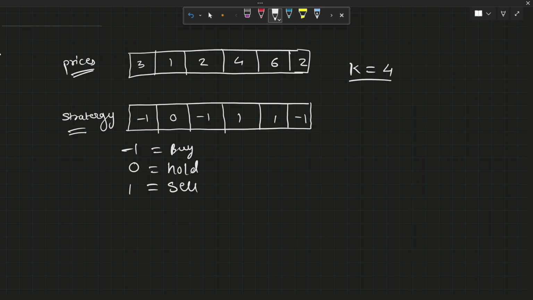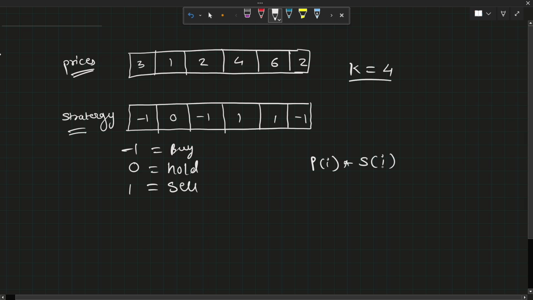Okay, so we have prices and strategy, and we have to trade the stocks based on the strategy on each of the days, and at the end we get some profit. Let's say, if we trade the stocks on each of these days, then it would be P of I into S of I, which is the price on that day into strategy on that day, and we have to do the summation of this for all the days. So this will give us some profit or some loss.